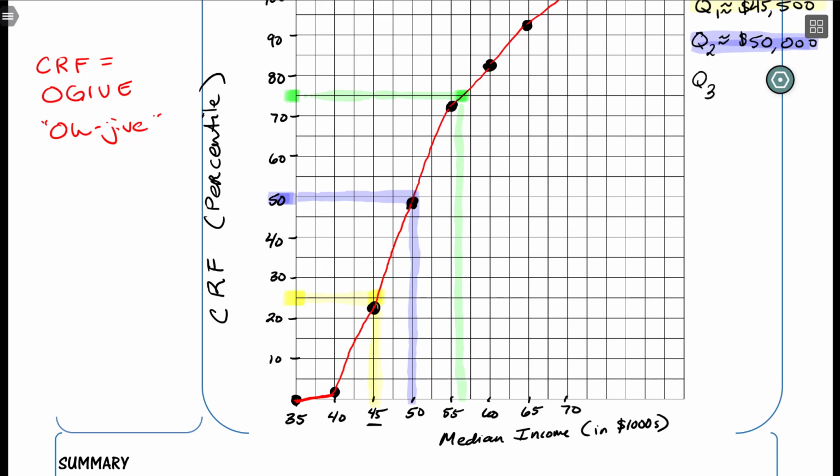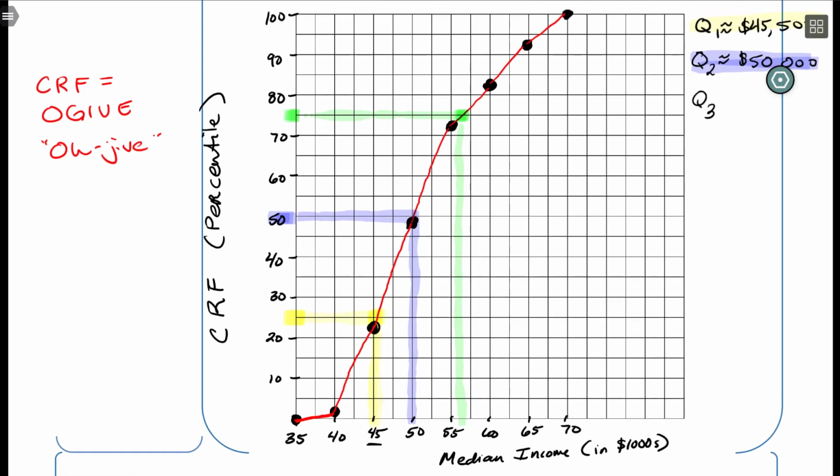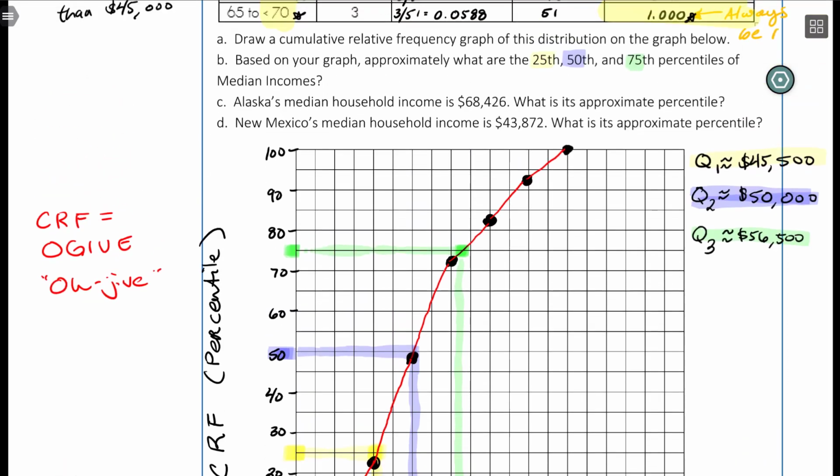And that's between 55 and 60,000, but on the lower end. So that looks to me like that's right at about 56, 57,000, somewhere around there, maybe 56,500. That's a good approximation. Why not? So we could say that quartile 3 is going to be 56,500. All right, so now let's go ahead and take a look at our next question.